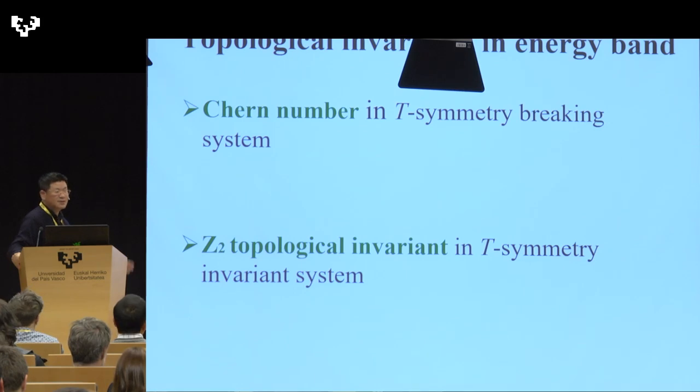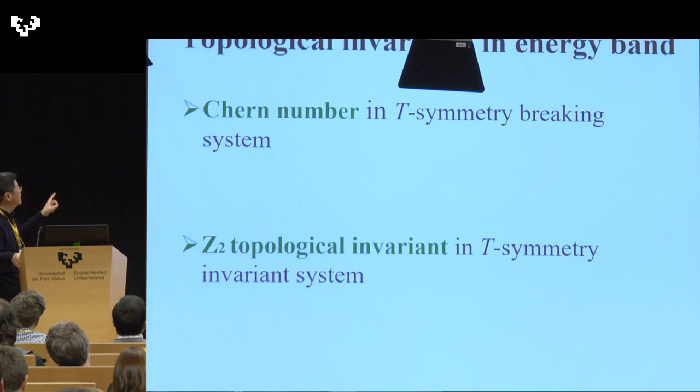If the system has time reversal symmetry, people say there is a Z2 topological invariant; something doesn't change. If you break the time reversal symmetry, the Chern number doesn't change, right?